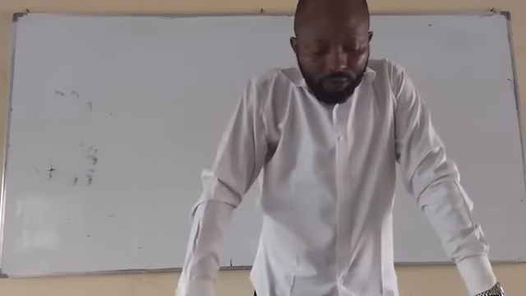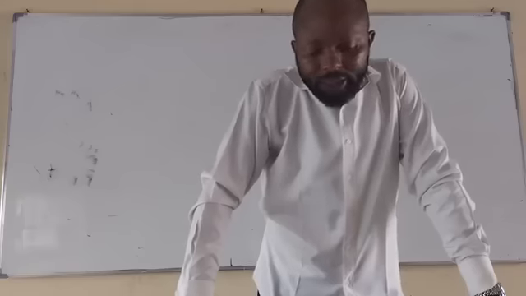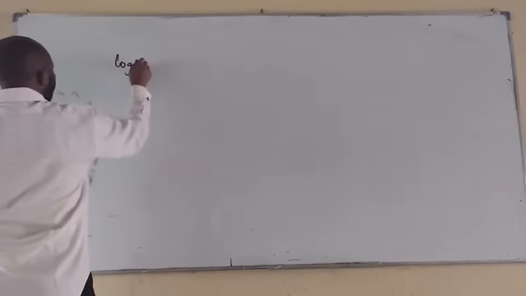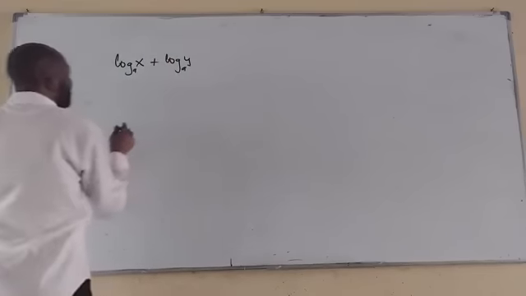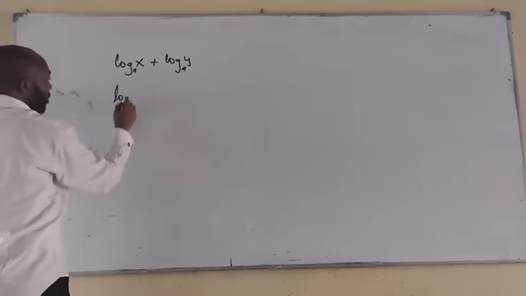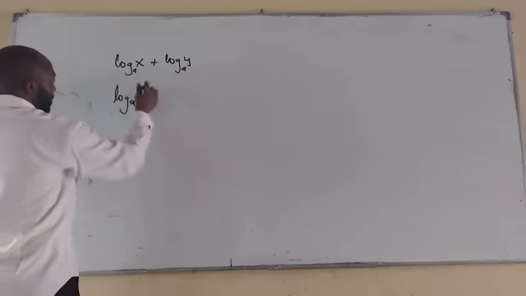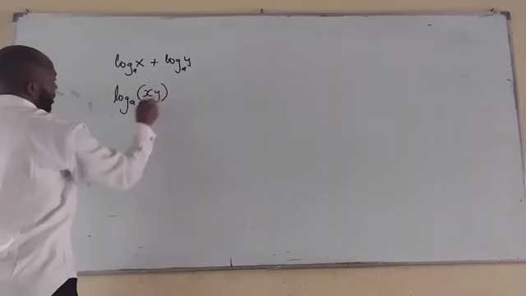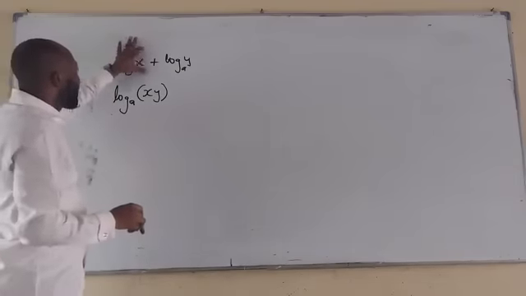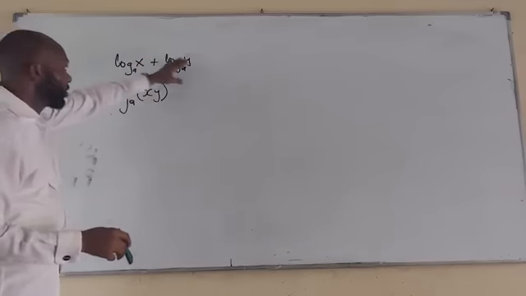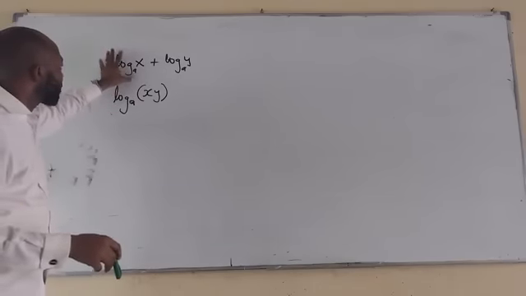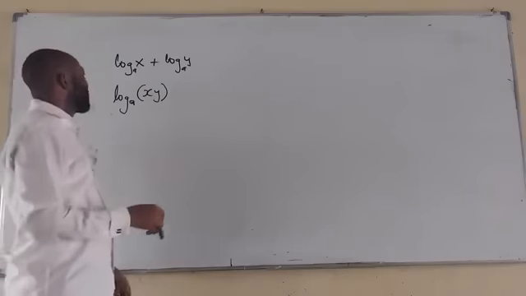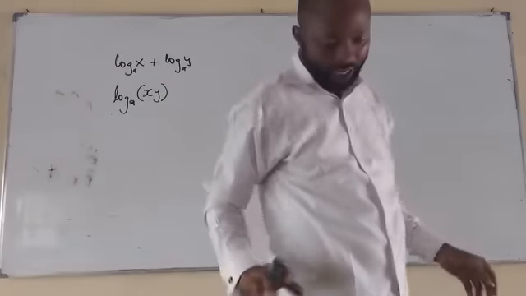Now, we have the addition law. The addition law says that log x plus log y in a common base, log x in base A plus log y in base A, is the same thing as the log in base A of x times y, because they have the same base A. It means that when I have the log of one number in a base and the log of another number in the same base, I should take the common base log once and multiply the numbers. That's the law. Let's take one example and see how that works.